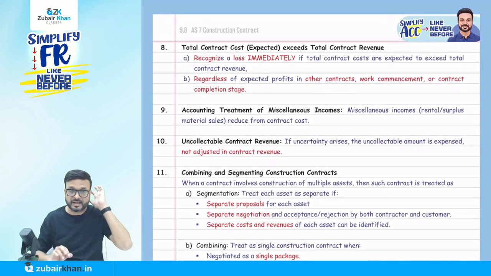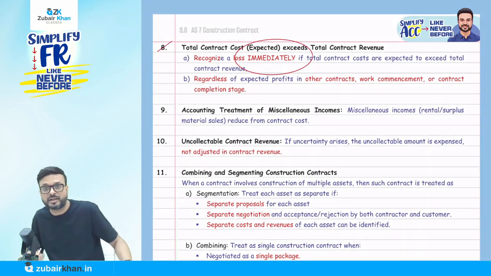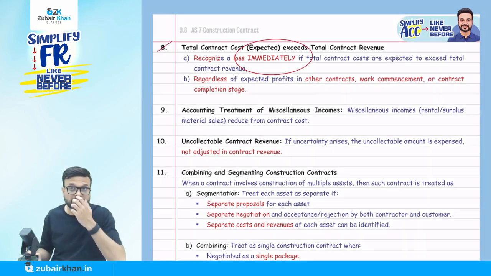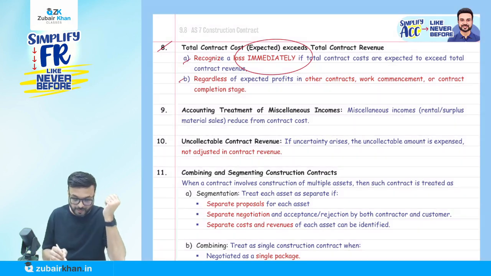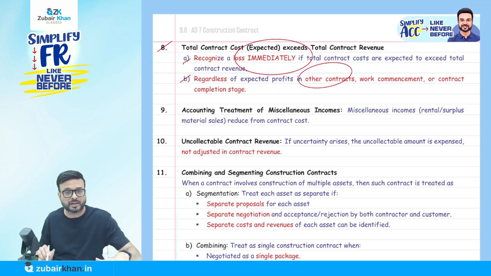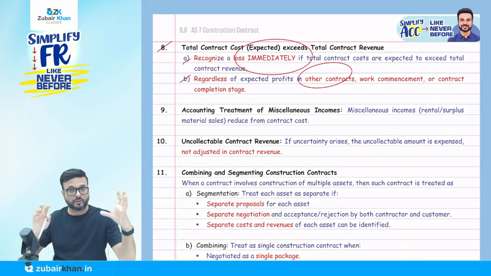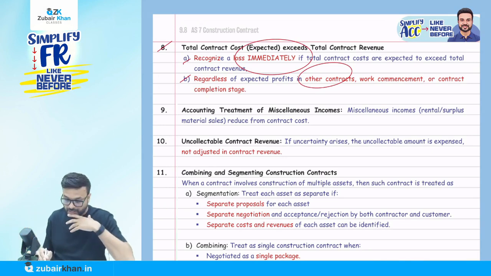We cannot give excuses. They say recognize the loss immediately. This is also very important; it has been asked many times. Immediately, if the total contract costs are expected to exceed the total contract revenue, regardless of expected profit, we cannot say that in this contract there is a loss but there is profit in another contract. No, we find the profit or loss on a contract basis, based on how much work has been done.